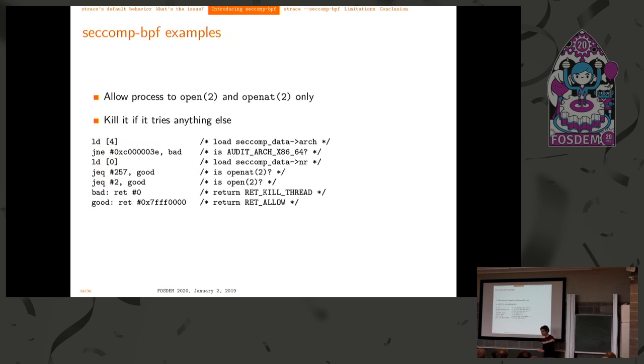Okay, so one example: if you want to allow a process to do open and openat syscalls, but you want to kill it if it tries anything else, you're going to load this small cBPF program in the kernel. The third line is actually loading the syscall number, so it's the nr field of seccomp_data. Then you're going to compare that with 257, which is openat, and then 2, which is open. And that's only true on the x86-64 architecture.